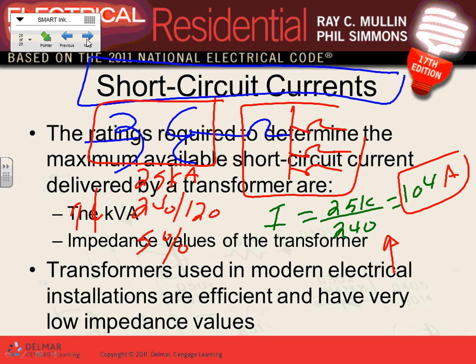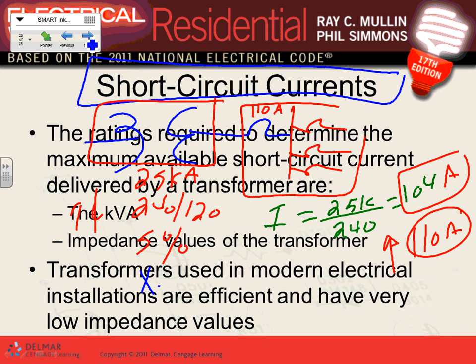What's the next standard from 104? 110. Okay, so this circuit breaker is going to be 110 amp. Typically. There's another calculation we're going to do, but typically. Okay, so now we have the size of the circuit breaker. Let's do the short circuit then.